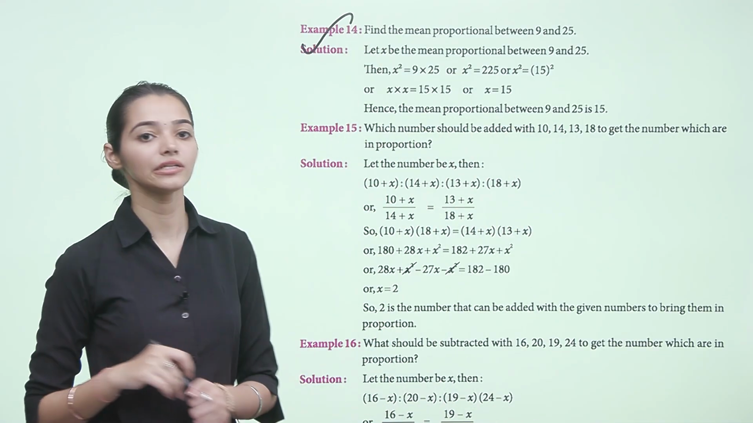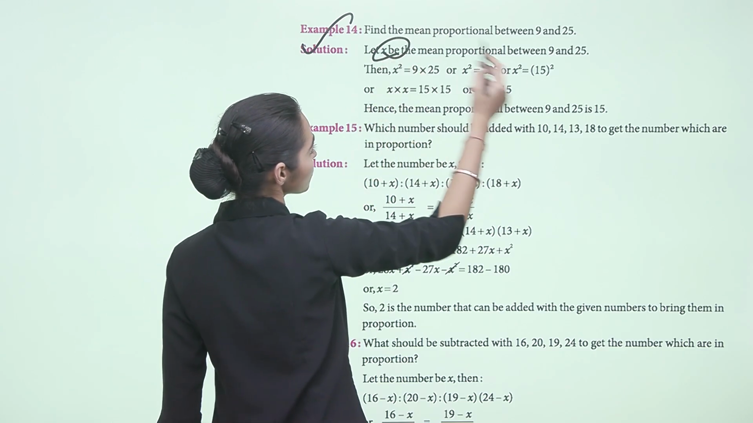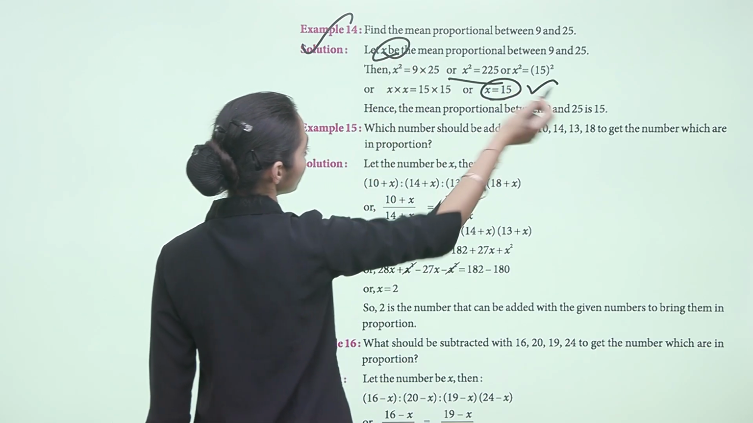Next is our example number 14. Here we have to find a mean proportion between 9 and 25. Let x be the mean proportion. So x square is equal to 225. That means x is equal to 15.